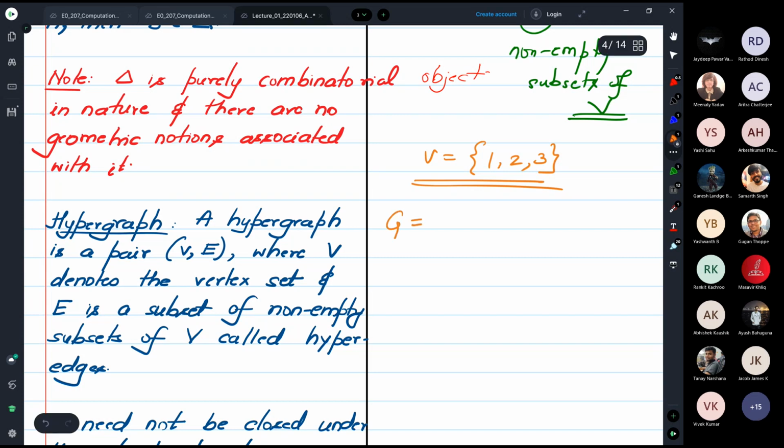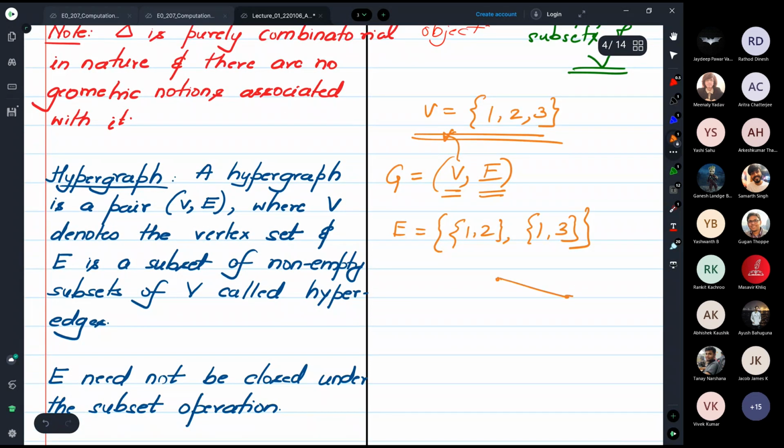When you must have studied about graphs, you must have seen that to define a graph, I need to specify the vertex set and the edge set. So for example, the vertex set could be this V over here, and the edge set could be, let's say, 1, 2, and maybe 1, 3. That's it. This is how we can pictorially represent this graph, which has 3 vertices and these 2 edges.